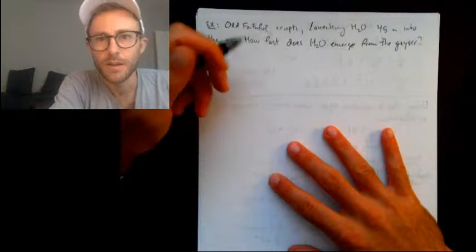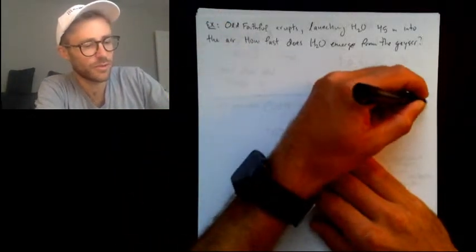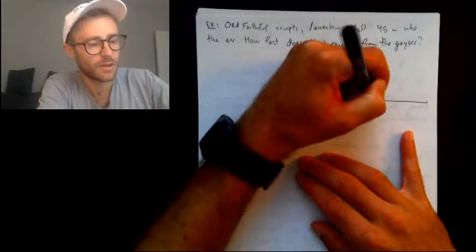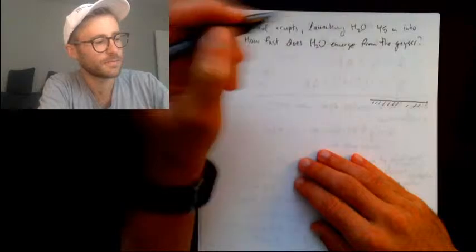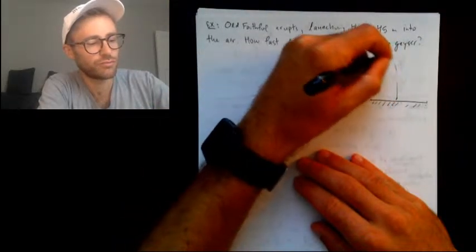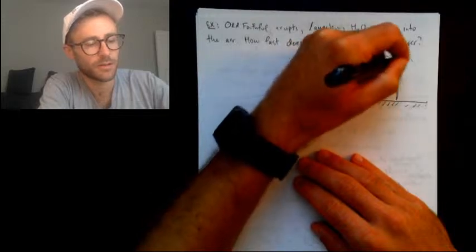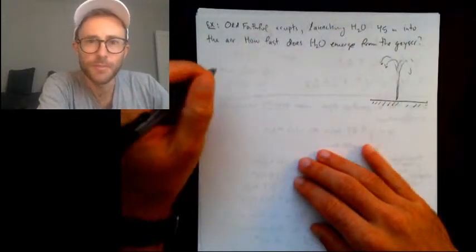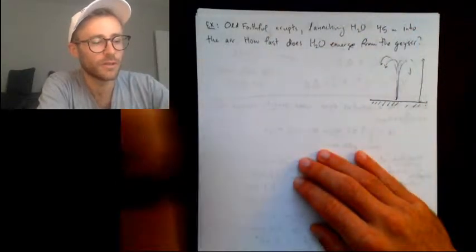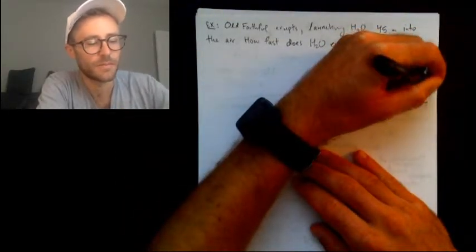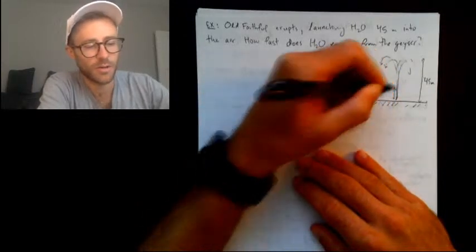Okay. How fast does the water emerge from the geyser? So let's draw a picture of this just so everyone understands. Here's the ground. And then the geyser erupts. So the water comes up like this. Kind of looks like that. And I'm saying that the height of this column of water is 45 meters. Okay? And what we want to know is how fast does the water come out?